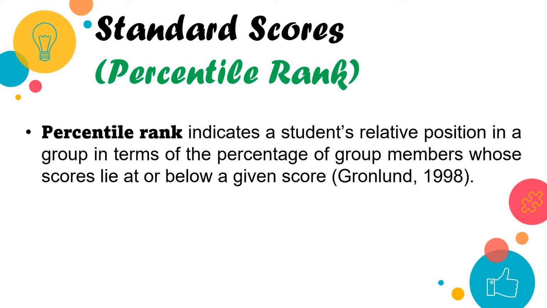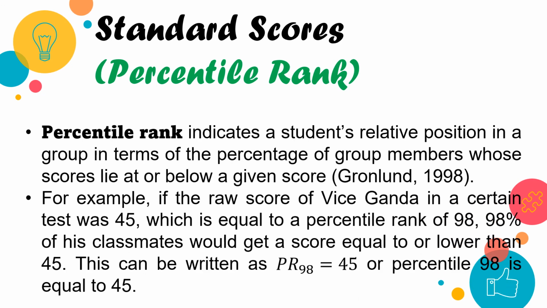A percentile rank indicates a student's relative position in a group in terms of the percentage of group members whose scores lie at or below a given score, according to Gronlund 1998. For example, if the raw score of Vice Ganda in a certain test was 45, which is equal to a percentile rank of 98, therefore 98% of his classmates would get a score equal to or lower than 45.